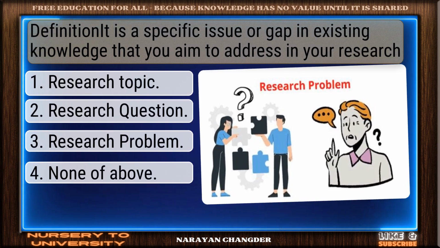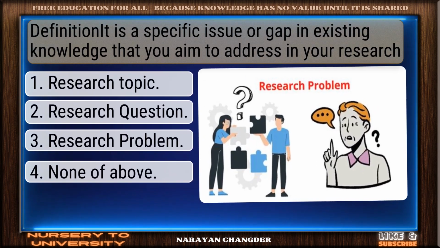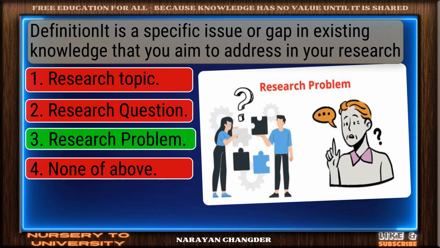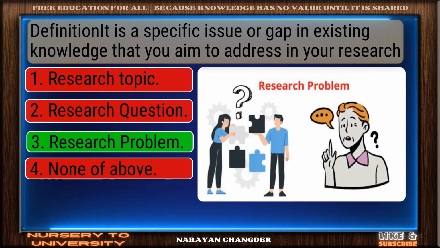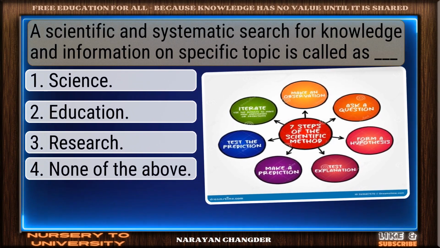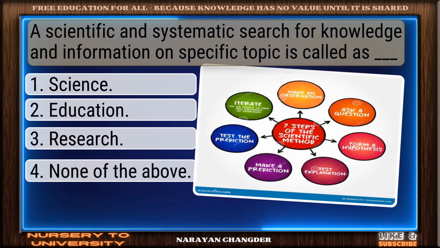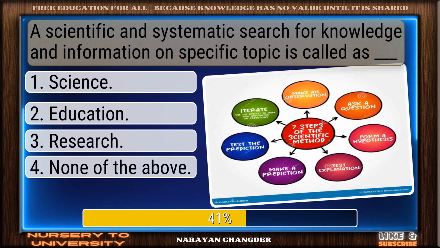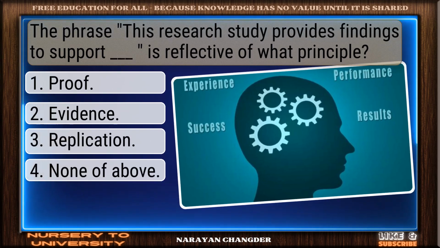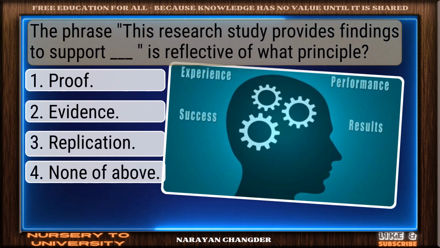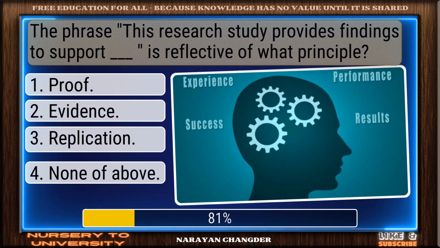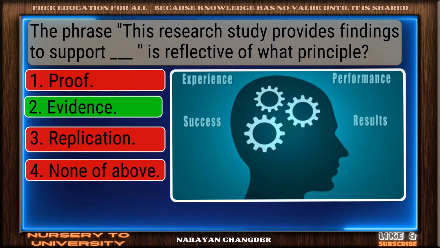Definition: it is a specific issue or gap in existing knowledge that you aim to address in your research. Smart pick. Research problem is the correct choice. A scientific and systematic search for knowledge and information on a specific topic is called research. Perfect. Research is the correct choice. The phrase, "This research study provides findings to support," is reflective of what principle? Right choice. Evidence is the best answer.